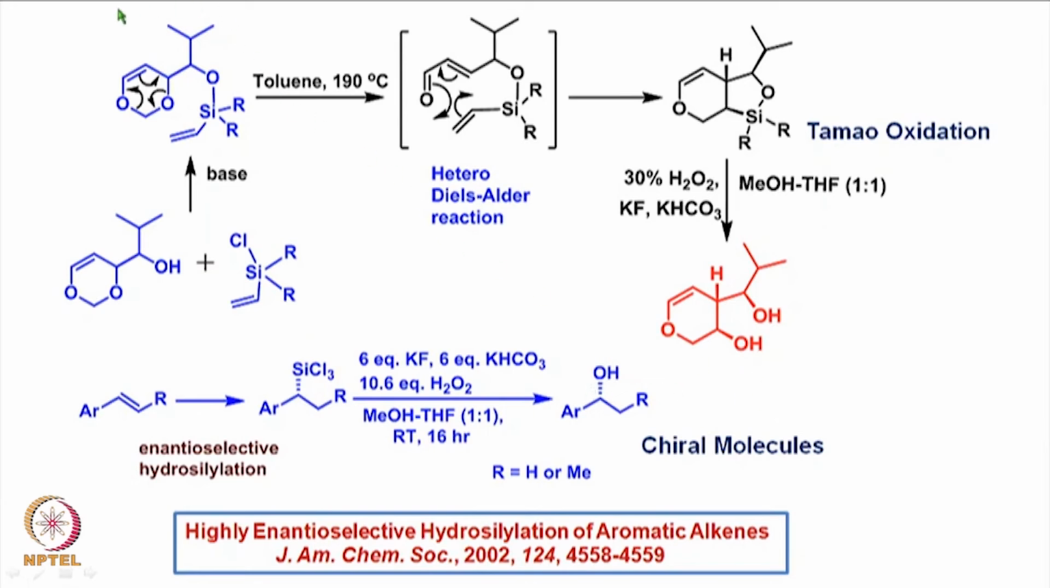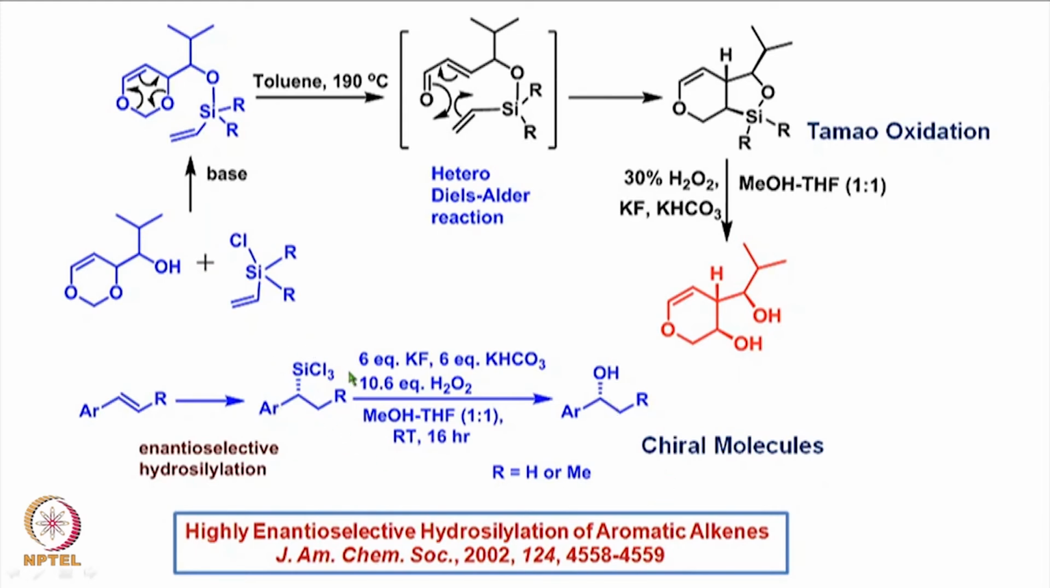That means we have converted this very interesting starting material into a highly useful dihydroxy compound, which is a useful synthon in organic synthesis, by utilizing two reactions, namely the hetero-Diels-Alder reaction and Tamao oxidation. Now, if we take a substrate of this particular type, and if it is a chiral molecule, that means an optically pure molecule, then under Tamao oxidation conditions, we can convert this into the corresponding alcohol, which is optically pure, because the starting material is optically pure.